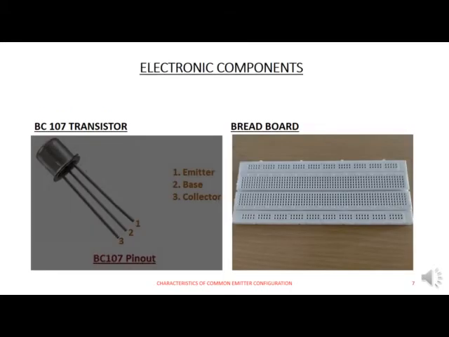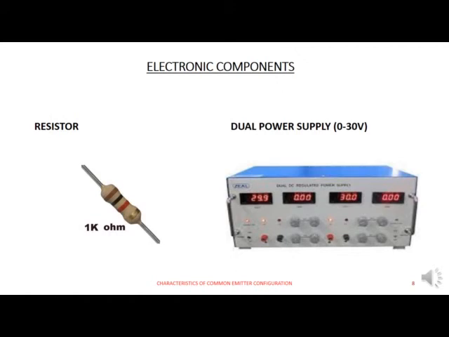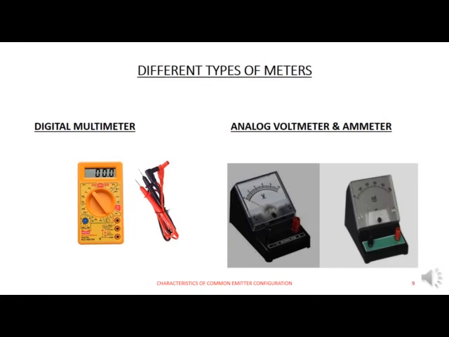These are the photos of some electronic components. You can see the BC107 transistor, breadboard, resistor 1 kilo ohm, and dual power supply, that is RPS, regulated power supply, 0 to 30 volt. And here there are different types of meters: digital multimeter, analog voltmeter, and ammeter.